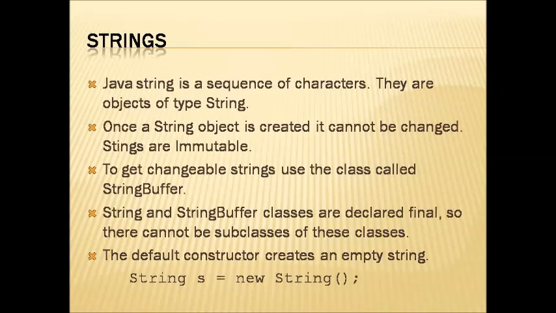So we know what a string is. A string is a sequence of characters. Sequence of characters means the characters are arranged in sequence, right? So when we create a string object using the String class, that string object cannot be changed. That is, strings are immutable.